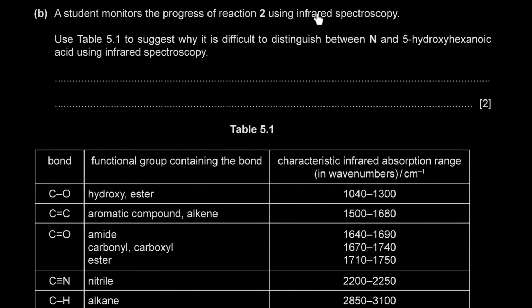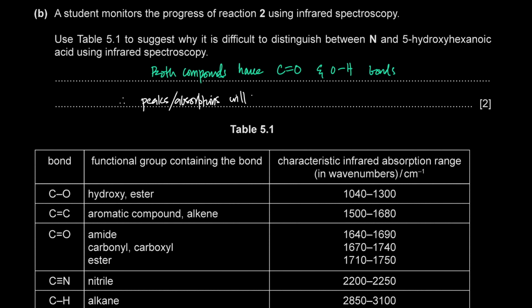Okay, because infrared spectroscopy is used to identify the presence of specific bonds. So over here we can say that both compounds have C=O and OH bonds. Therefore the absorptions will overlap, and we will not be able to distinguish between these two compounds.